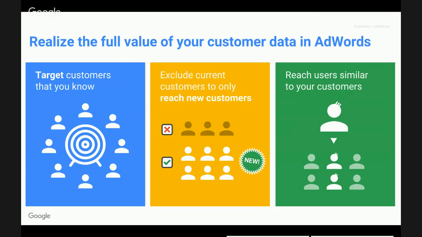When it comes to AdWords in general, you can target customers that you know already, right? By adding customer match lists to your campaign. You can exclude those lists. For example, if you have a campaign where you don't want to target people that you have in your database that bought the product already, you can exclude them, right? Or you can reach users that are similar to those customer match lists. So we can create similar audiences based on the customer match list. So you have different strategies that you can apply.